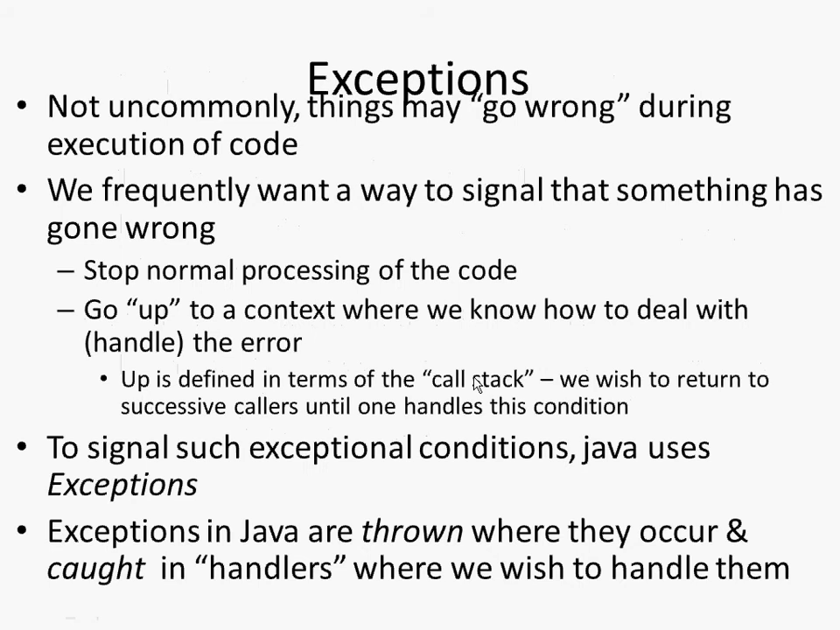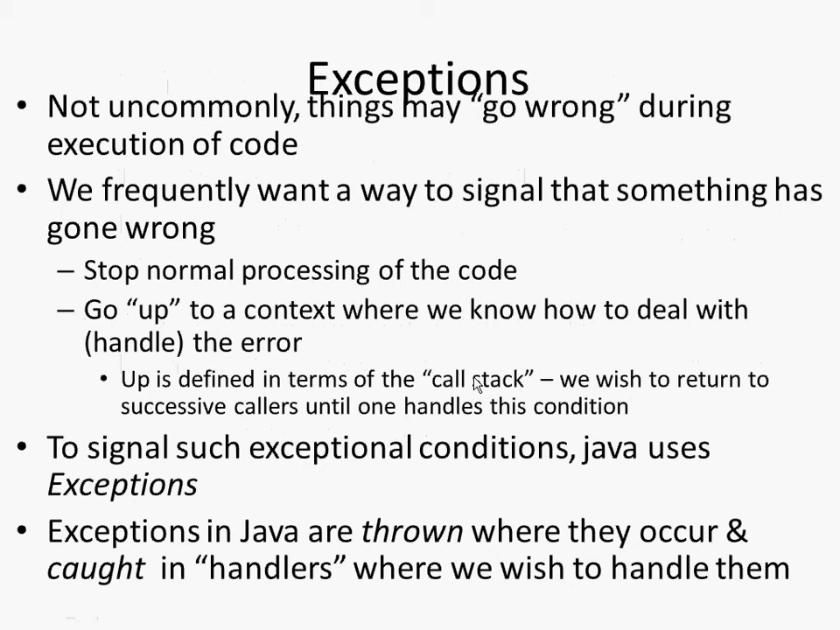So, exceptions are used to handle, again, cases where things go wrong in the execution of code. And we want some sort of distinguished way of signaling that something's gone wrong, to stop normal processing of code, and to get someone to handle this awkward situation. Because we may not know how to handle it. So, we have a function that says connect. Maybe it's connect to a database, and it can't find the database. It wants to say, help me, tell me what to do.